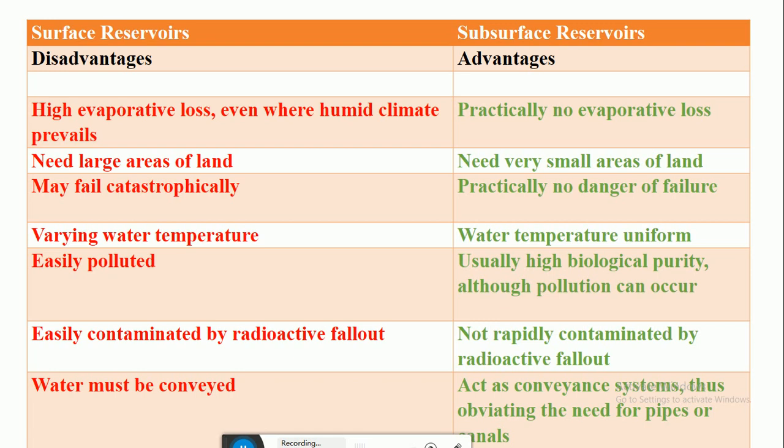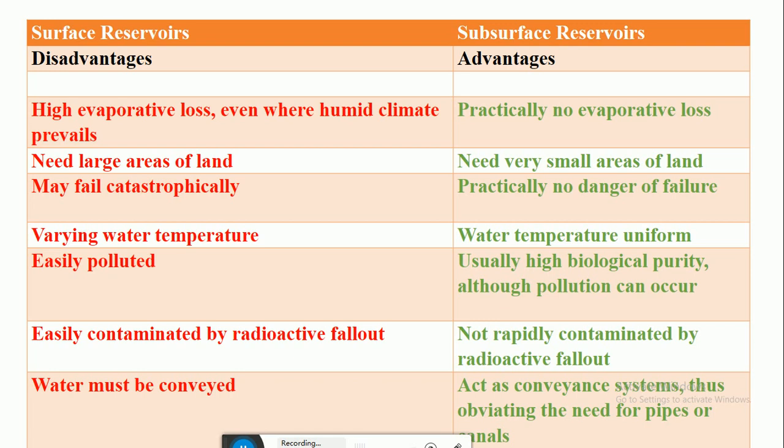The disadvantages of the surface reservoir: high evaporative loss even where humid climate prevails, need for a large area of land, and it may fail catastrophically. If it fails, then the damage is very huge. Water temperature varies, it is easily polluted, easily contaminated by radioactive fallout, and water must be conveyed.